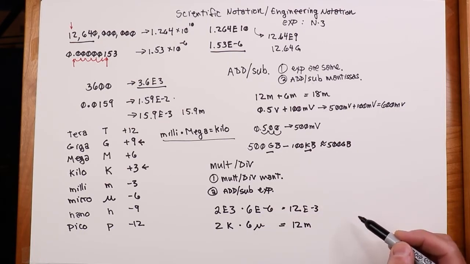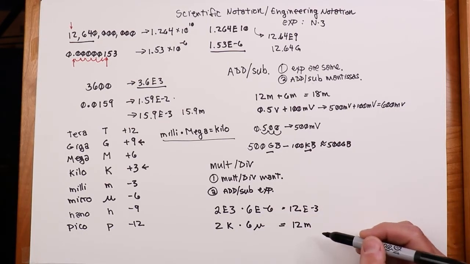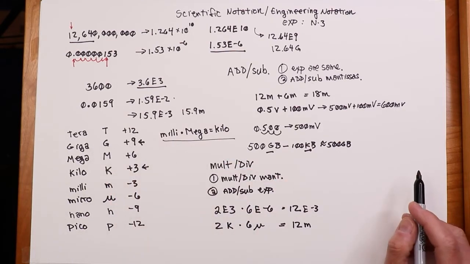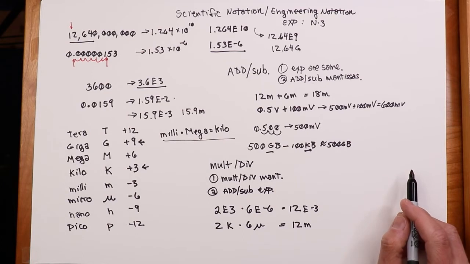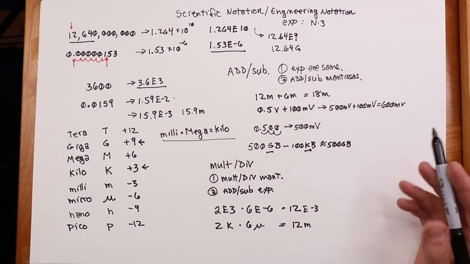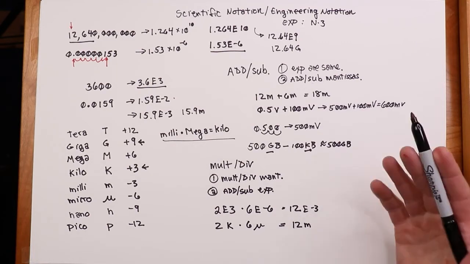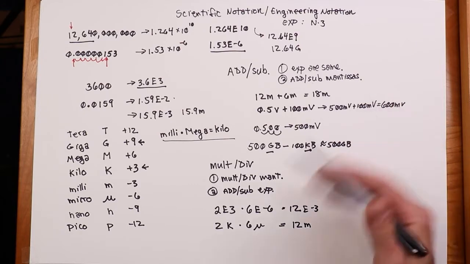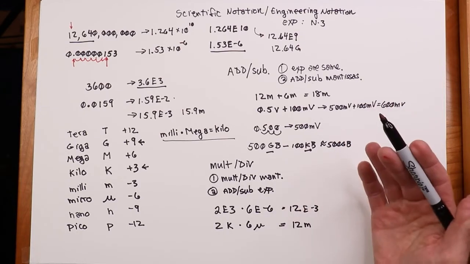Okay, so that's going to give you E9. In other words, you got gigas out of that thing. All right, so this you just have to become very fluent in. You just have to practice this, practice this, practice this. And then when you're done, you have to practice this, practice this, and practice this.